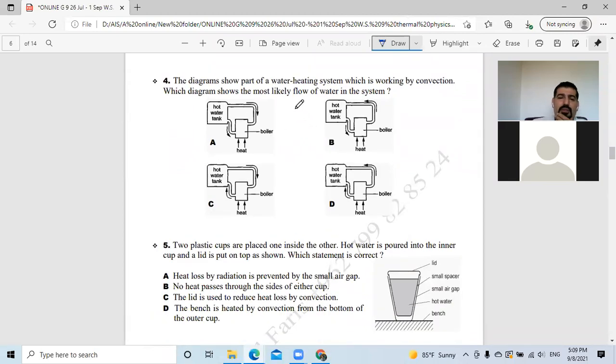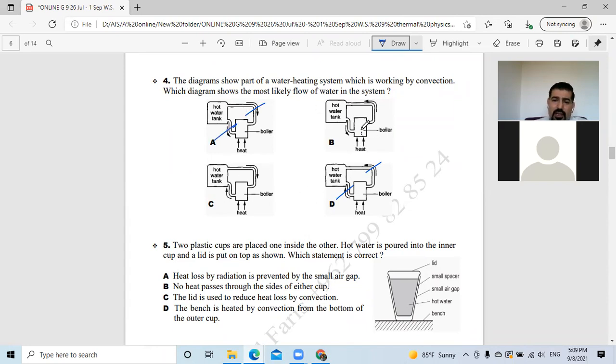The diagram shows part of a water heating system, the boiling system that we told you about last time, which works by convection. Which diagram shows the most likely flow of the water through the system? We know that it cannot flow in both directions, so we cancel A and D. So the answer is B or C.